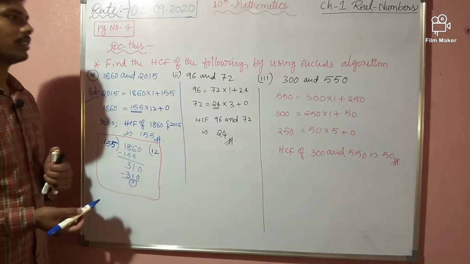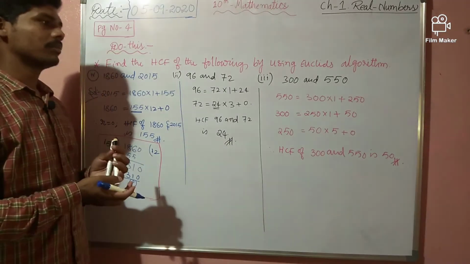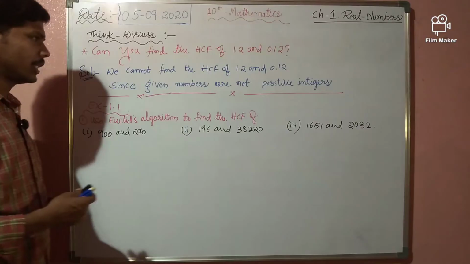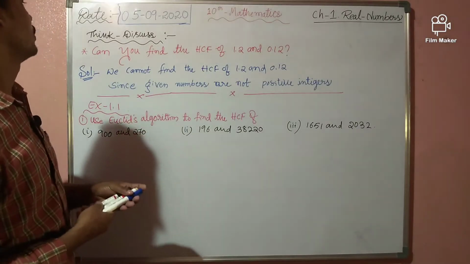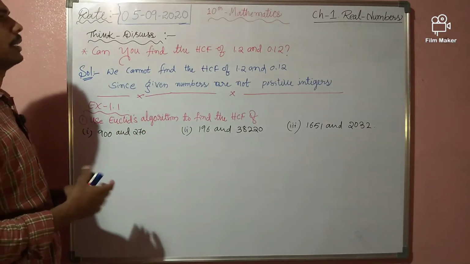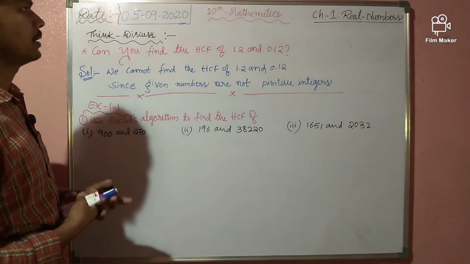This is the method of Euclid's algorithm to find the HCF, from channel VictoryMath1729. Today we discussed 10th mathematics, Real Numbers, chapter number 1.